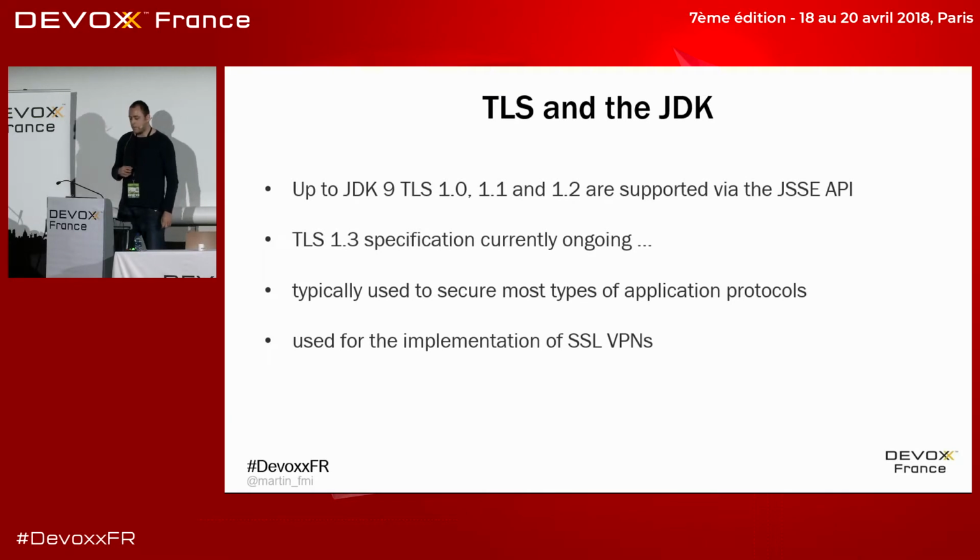And typically, as you know, TLS is used to secure most types of internet traffic and also the traffic that flows within the premises of your company. Another interesting use case of TLS is that it can be used to implement the so-called SSL VPNs that can be used to establish secure communication to your company's network. So you may think that TLS is the de facto standard protocol that allows you to secure communication traffic between endpoints.